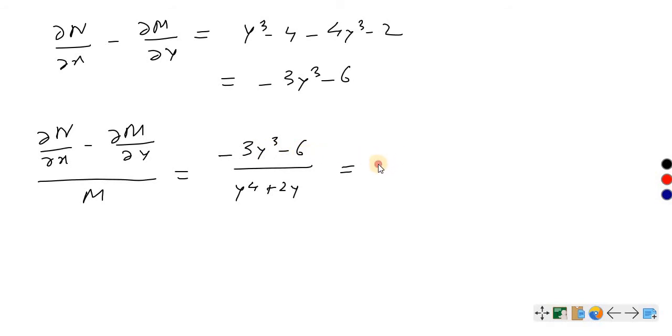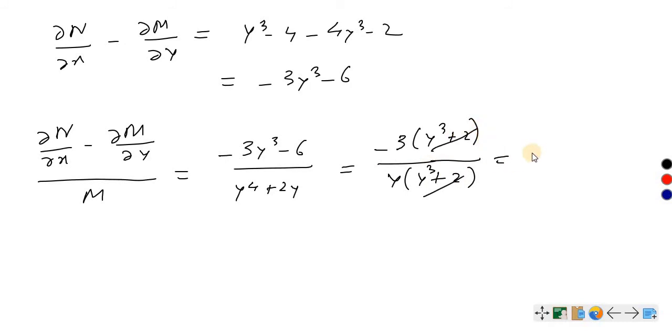Let me arrange the things. I will take minus common, and 3 common. Minus 3 is common, y cube plus 2. And at the bottom I will be having what? y common, y cube plus 2. So this cancels out and I am left with minus 3 by y. So I have seen that I have got purely a function of y.